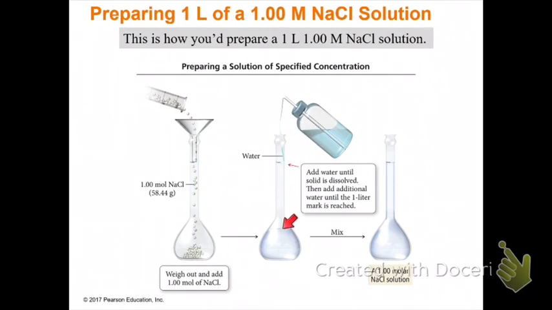Then you add water. Not all the way to the top, but maybe half the volume right over here. And then you try to dissolve the sodium chloride pellets completely by shaking, and then you fill it up all the way to this mark right here. This is typically the 1 liter mark, and this mark is etched on the glassware. Then you shake it and you have your 1 molar sodium chloride solution.